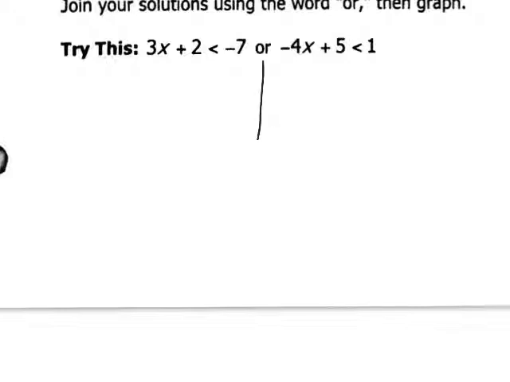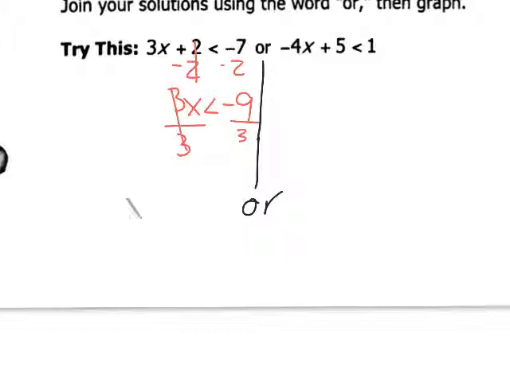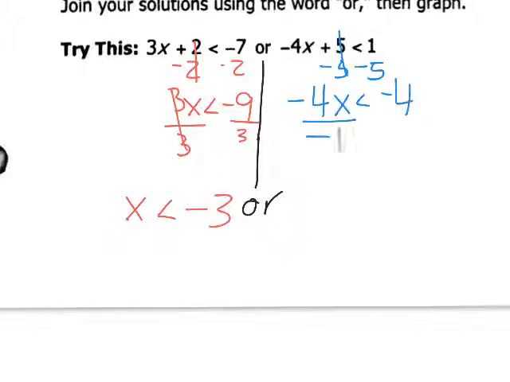All right, so I bring down my OR, and I solve the two separately. So subtract 2, so 3x is less than negative 9. Divide by 3, and it looks like I get x is less than negative 3. And then solve the other side, so I would subtract 5. So I get negative 4x is less than negative 4. I divide by negative 4. Don't forget about your special rule. So since I divided by a negative, I have to flip my inequality sign, so it's actually going to be x is greater than, and then negative 4 divided by negative 4 is 1.